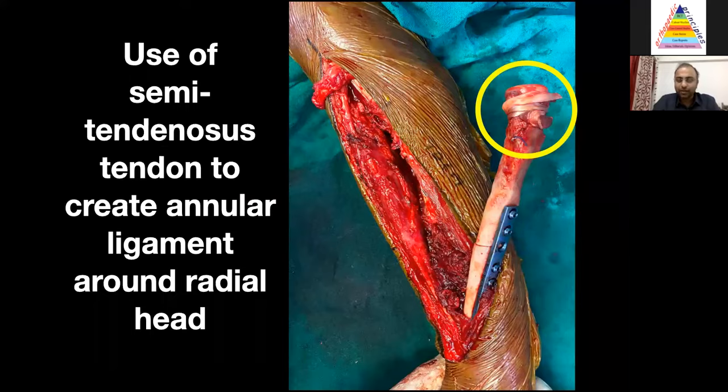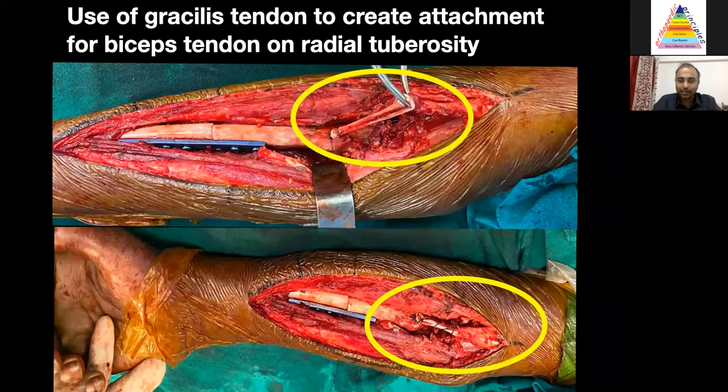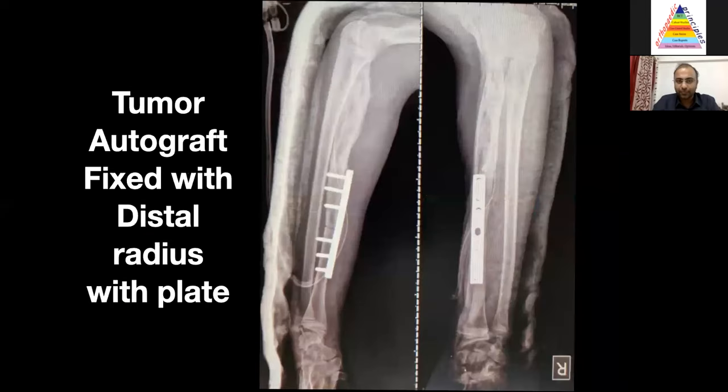So we can reconstruct the annular ligament. Here we used the semitendinosus and gracilis tendon to reconstruct the annular ligament. And this is how the biceps tendon is attached, because you are cutting the biceps tendon from the radial tuberosity, so you have to attach it back again. And this was the post-operative radiograph of the patient.